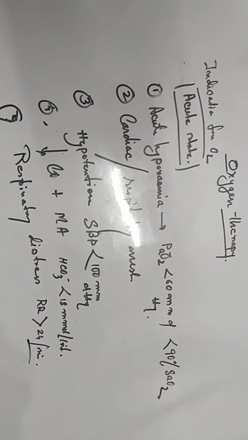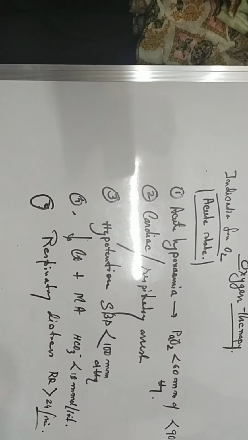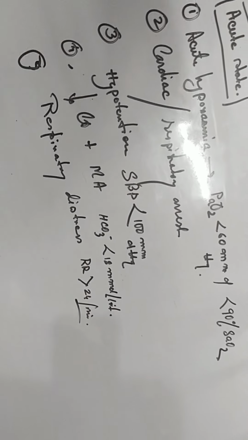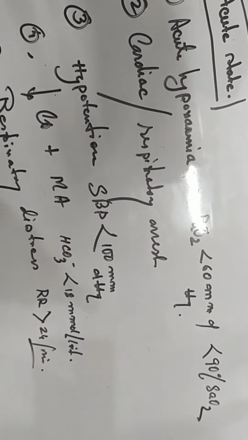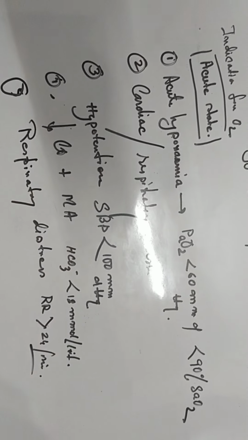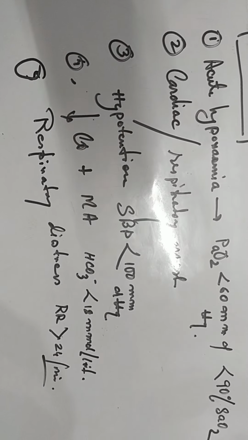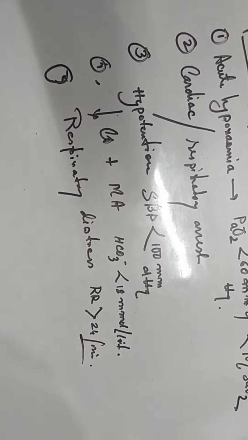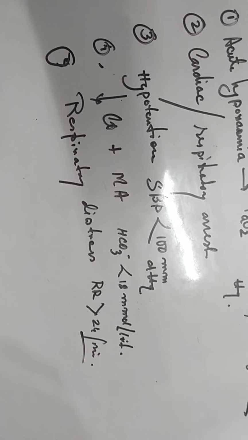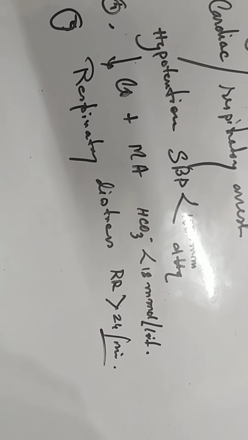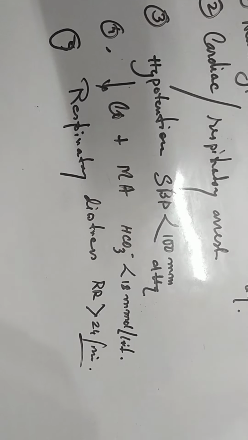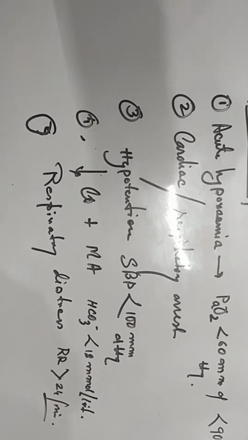These are the acute indications of oxygen therapy. Remember those 5 points. Acute hypoxemia, PO2 level less than 60 millimeter of mercury, SpO2 level less than 90%, cardiac or respiratory arrest, hypotension where systolic blood pressure is less than 100 millimeter of mercury, low cardiac output or metabolic acidosis where bicarbonate level is less than 18 millimole per liter, respiratory distress, respiratory rate more than 24 per minute. These are the acute conditions where you should give oxygen to a patient.